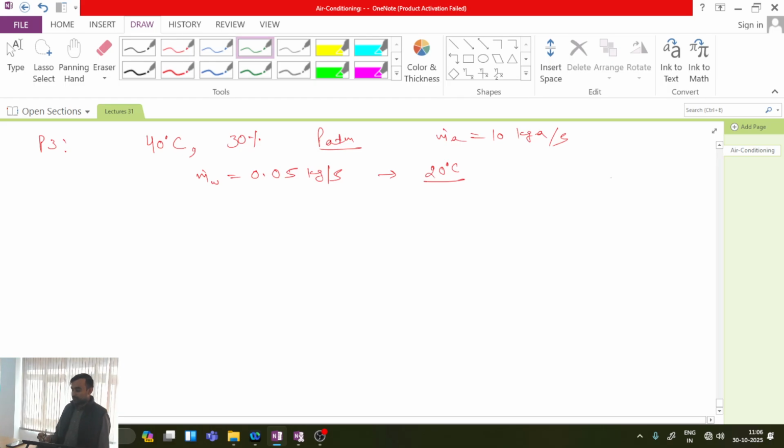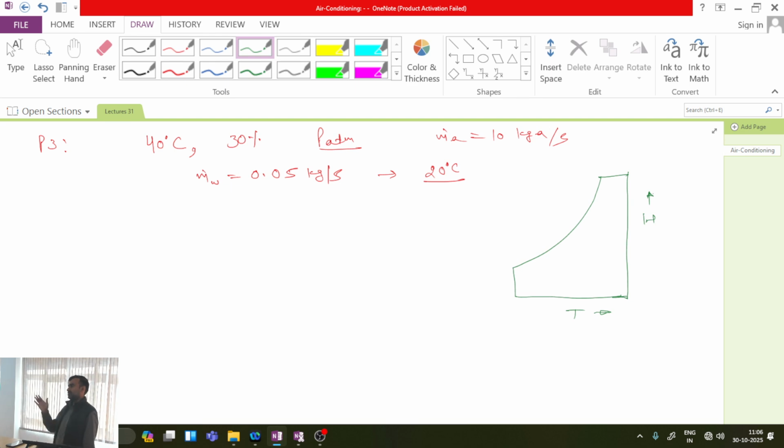First, can you represent this process on the psychrometric chart? Because if you can represent the process hypothetically on the psychrometric chart, then it becomes easy to follow the solution. So what will be happening in this process? We are adding water, so humidity must increase. So between state 1 and state 2 we will have high humidity. And other than that, what about temperature? Will it be higher or lower?